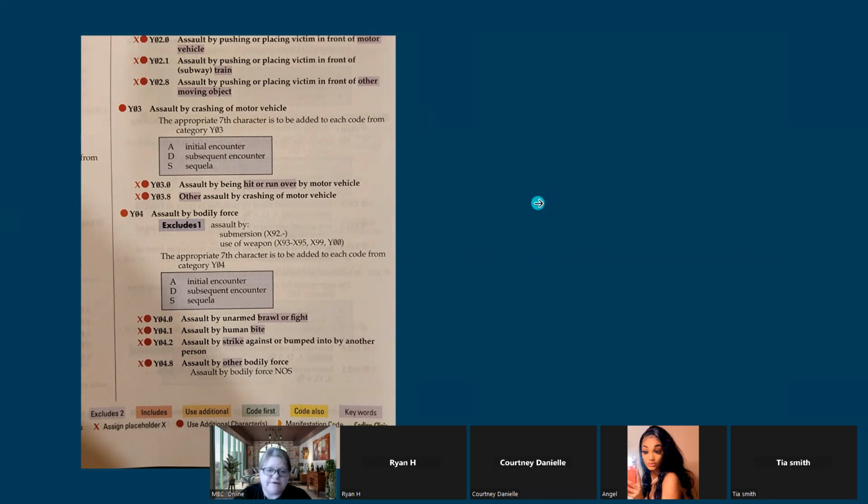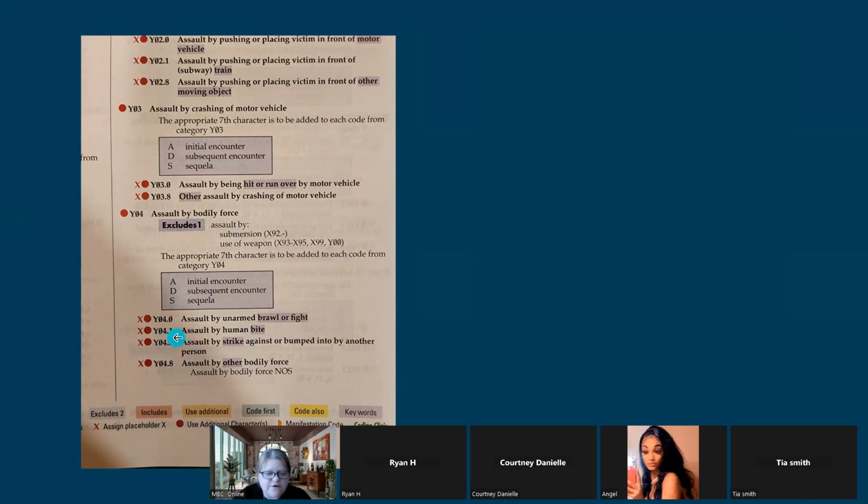This one, if you look it up, it was assault by bodily force, which excludes submersion and the use of a weapon. Of course, if you're drowning somebody or you're using a weapon, it's not going to be considered bodily force, so those are excluded. But right under that it says the appropriate seventh character is to be added to each code from category Y04. And here they list your seventh characters: initial, subsequent, sequela. Same as the contusion part, right?